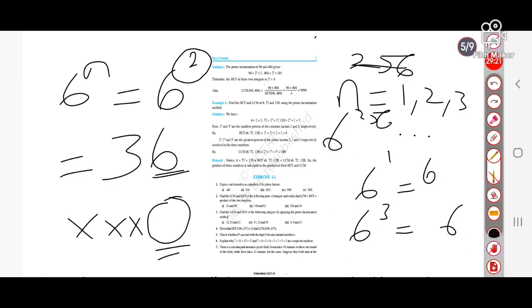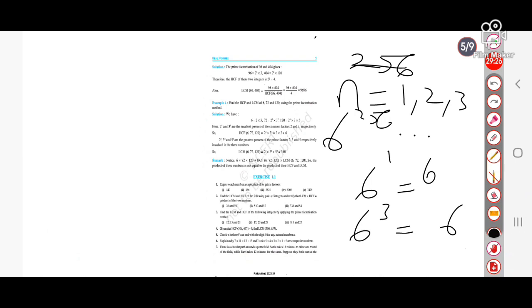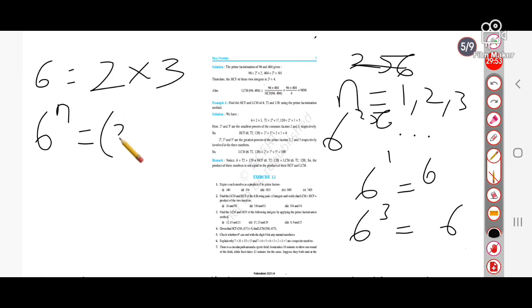First let me clear the space to carry out the problem. How can we check this? Now as I told you, 6 can be written as 2 cross 3 by prime factorization. What they have asked is 6 power n. So I am just changing 6 to 6 power n, so the entire 2 cross 3 will be changed to 2 cross 3 power n. Understood?